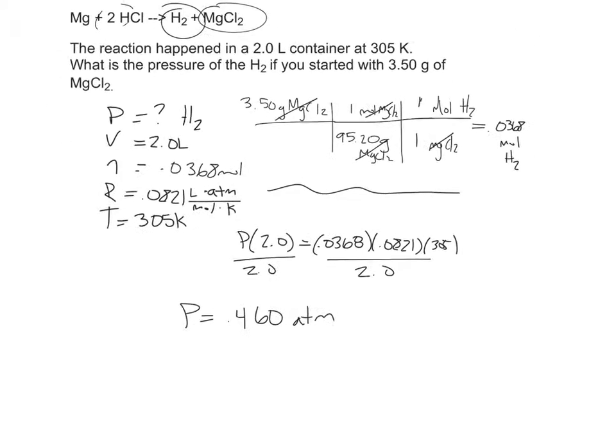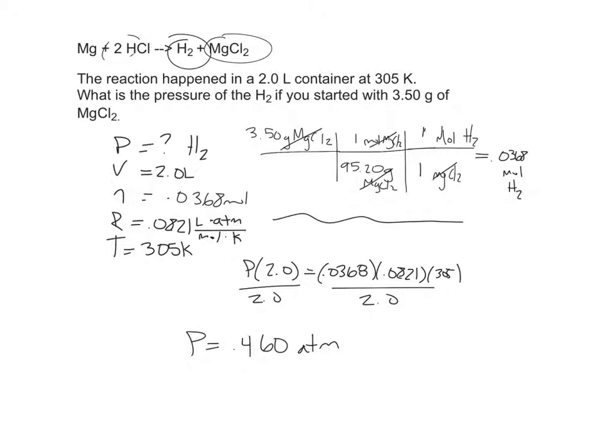If I zoom out and give you a good look at the problem, you'll see that I did the stoichiometry first because I had two missing variables, one of which was n and another was P. Once I did the stoichiometry, I took that answer and I plugged it in right here for number of moles, and then I could do the PV=nRT problem solving for P, and eventually getting this answer of 0.460 atmospheres.